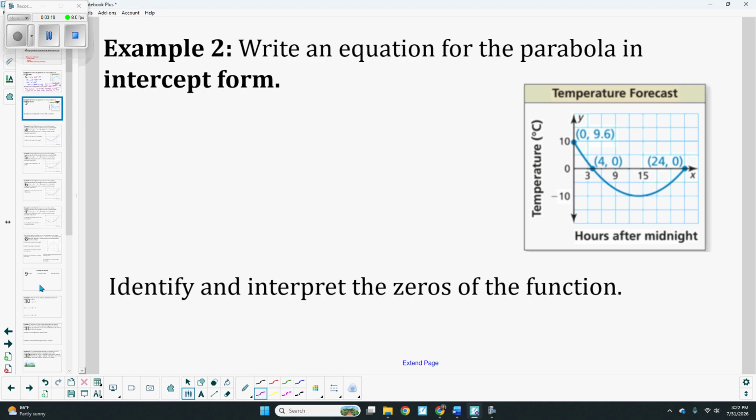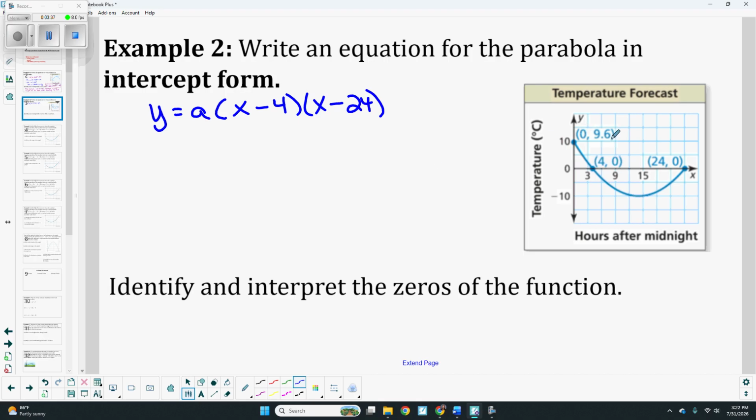So there's another one we're going to do, and we want to do this one in intercept form. So we're going to have to follow the same steps. We know the intercept form would be y equals a times (x minus one intercept), so that's 4, times (x minus the other intercept, which was 24).